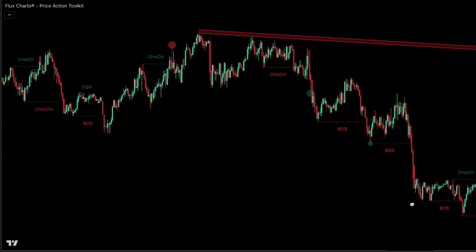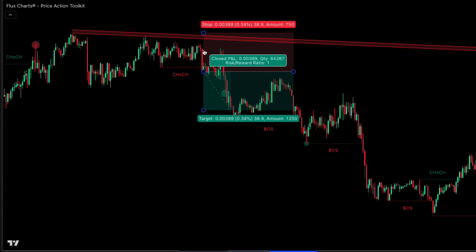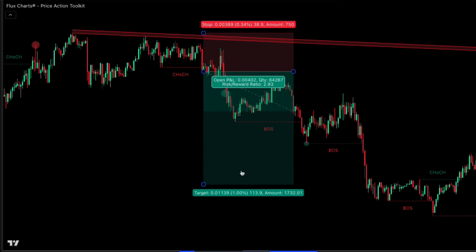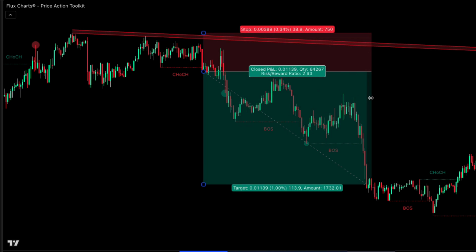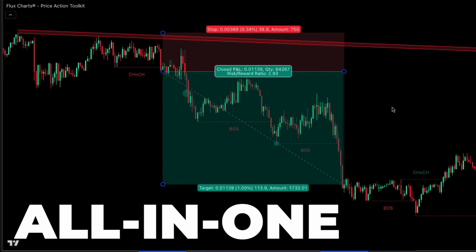Conversely, let's look at sell trade examples. You can see the trend line of the Price Action Toolkit indicator touches again. It breaks this lower low, and this indicator shows a bearish change of character is formed here. Immediately after this break downside, we will sell the trade from the bearish candle, keep the stop loss above the trend line, and keep the target at 1 to 1.5 risk to reward ratio, and you can see this is a profitable trade.